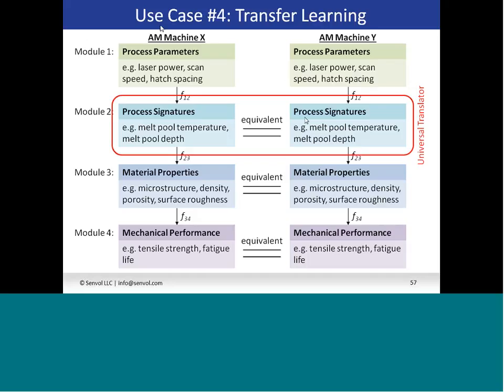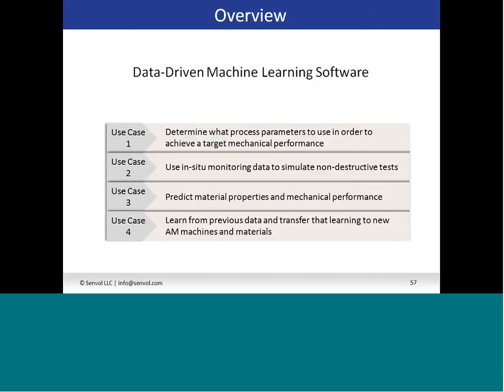So what the schematic on this slide is showing is, on machine X and machine Y, you almost certainly will use different process parameters on those machines. But as long as the process parameters you use in each machine are yielding equivalent process signatures, that in turn should get you equivalent mechanical performance for whatever part it is that you are designing for. So those are the 4 use cases for our Senvol ML machine learning software.